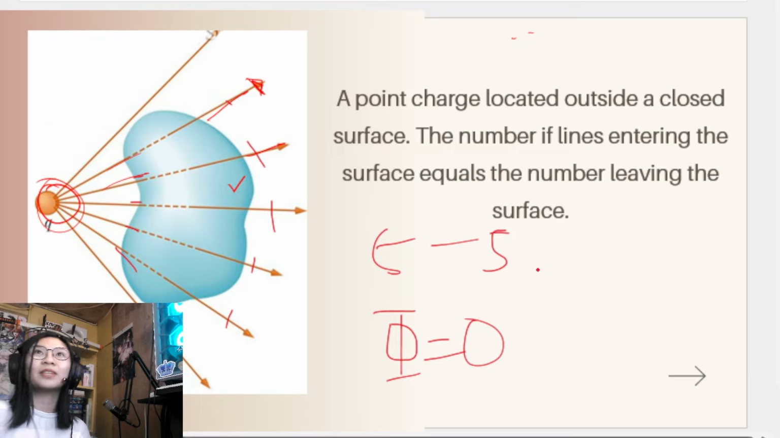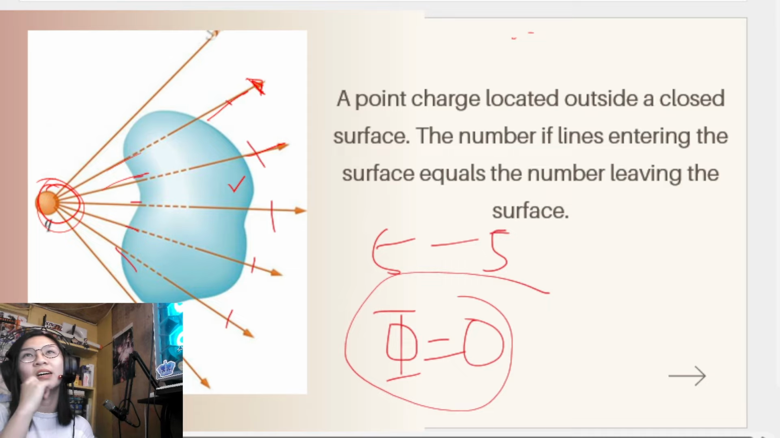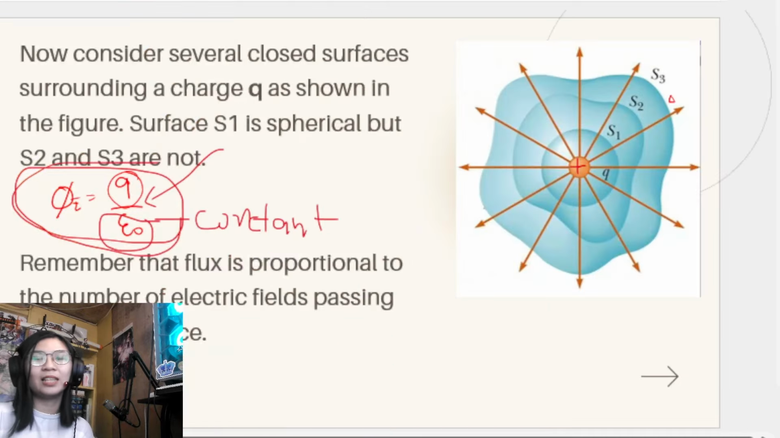So that is why katong ganina sa atong electric flux sa cube, sa ovoid, or masin sa sphere, if wala silay charge inside it, wala silay charge sa sulod sa ilang surface, then their flux is 0. But if naa nay ilaha, naa silay charge inside it, then gamiton nato ang formula sa Gauss law. Okay?